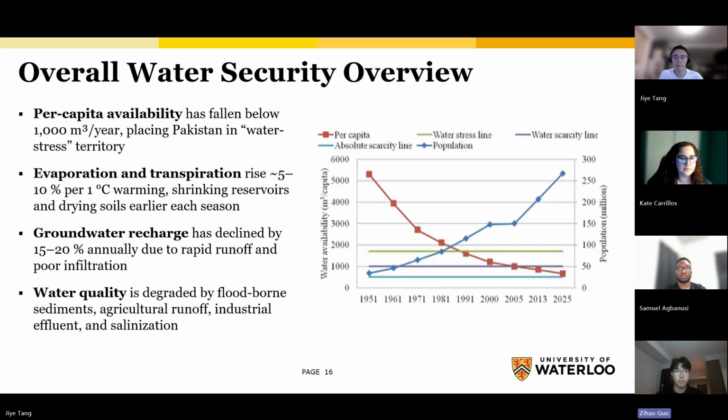Pakistan's renewable water per person has fallen below 1,000 per year. Warming raises evaporation and transpiration by 5 to 10% per Celsius degree, draining reservoirs and drying soils, while intense storms slash aquifer recharge by 15 to 20% annually. Floods worsen water quality by washing sediments, fertilizers, and industrial waste into rivers and draw salt water into overpumped aquifers.